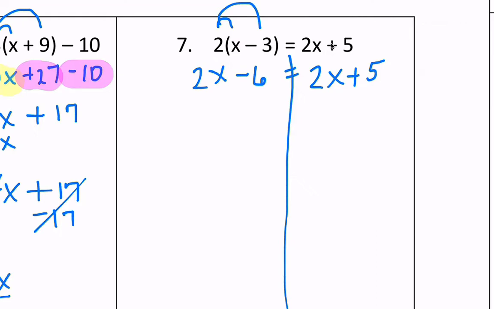Okay, we always look for like terms after we handle parentheses, right? These are not like terms, so I can't do anything on this side. These are not like terms, because this one has an x and this one does not. So they're not alike, so we can't add them up.